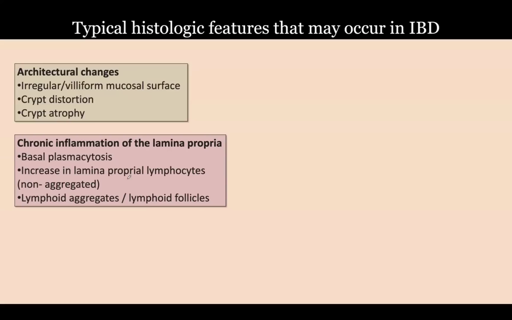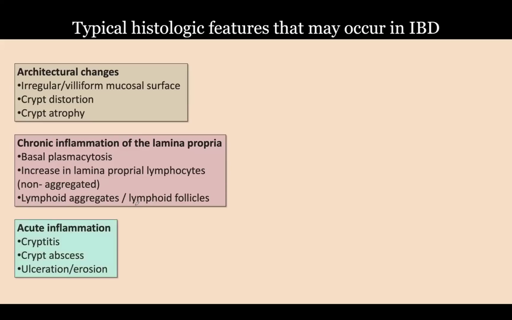Increase in the lymphocytes in the lamina propria, and these are non-aggregated. They're not clustered. On the other hand, you can also get lymphoid follicles or lymphoid aggregates. And as I said, we do get acute inflammation in the form of cryptitis, crypt abscesses, and ulceration. This is more specific to ulcerative colitis compared to Crohn's disease.